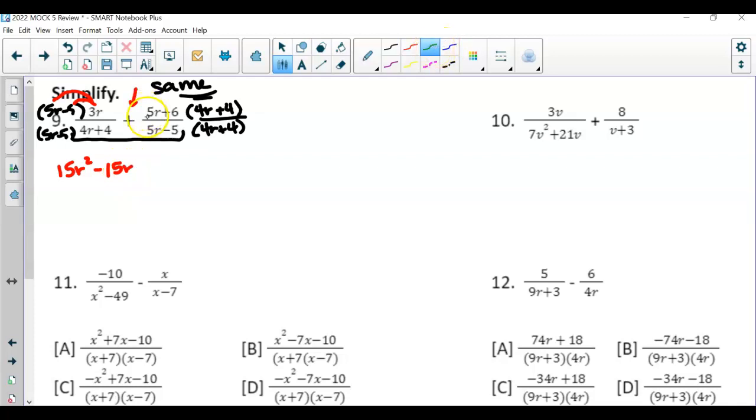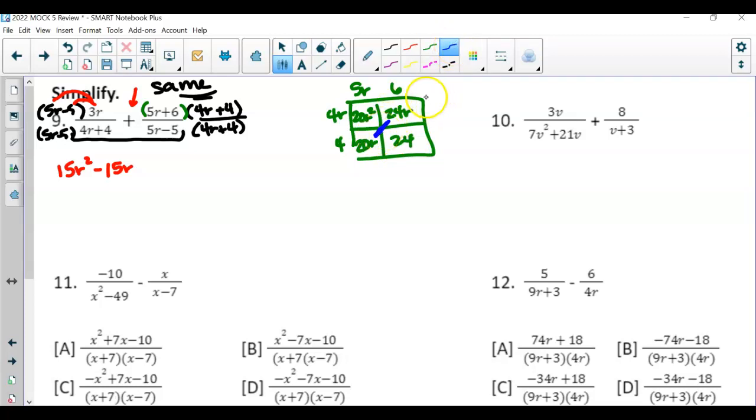Now notice we have 5r plus 6 times 4r plus 4. So you do have to do box method for this one. So we're going to set this up, or you can do FOIL, whatever you prefer. So 20r squared, 24r, 20r, and 24. Then of course combine your like terms. So now here we're at 44r. So our second numerator here is 20r squared plus 44r plus 24.